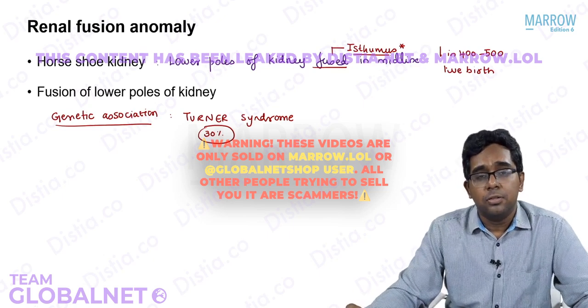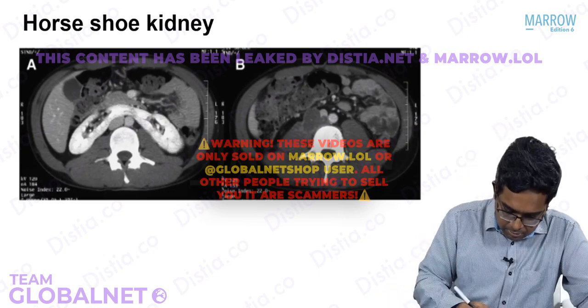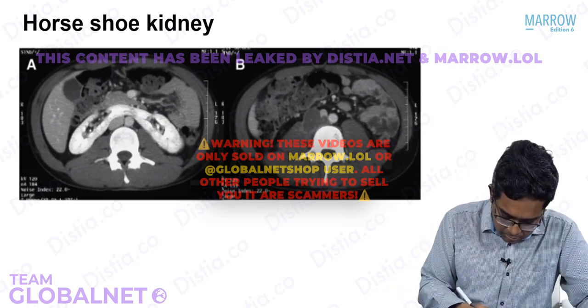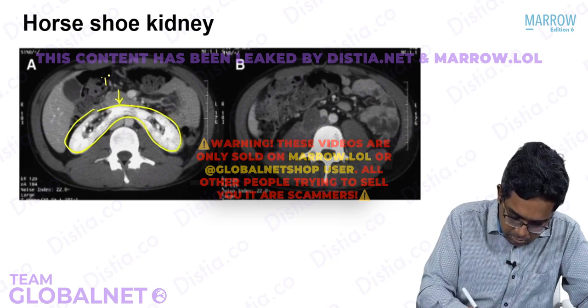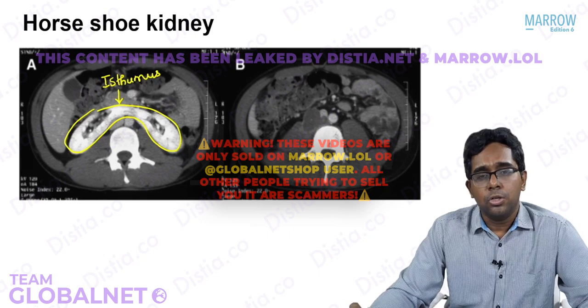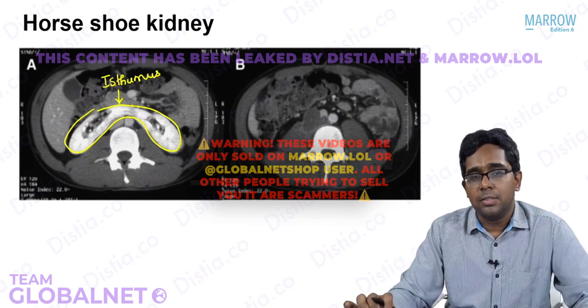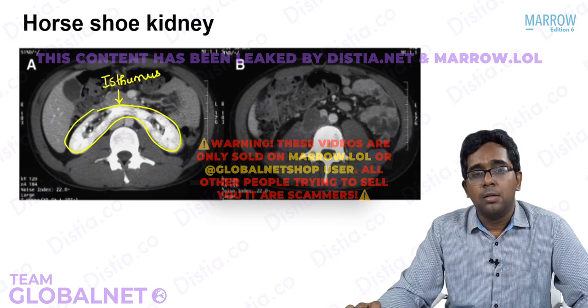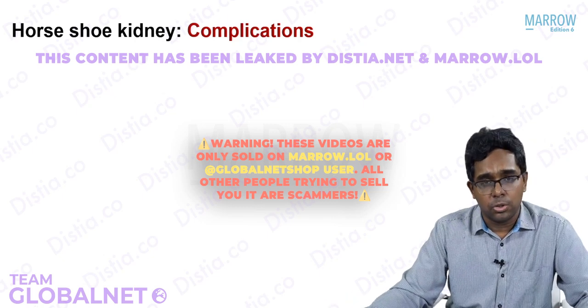Now, the best way to find out horseshoe kidney is by imaging studies, where you can see the classical outline of the horseshoe kidney. And this in the center is what is called the isthmus, which is the fused portion of both the kidneys. Horseshoe kidney is a relatively common anomaly. As such, the renal function usually remains normal. However, there are certain complications which can be associated with horseshoe kidney.